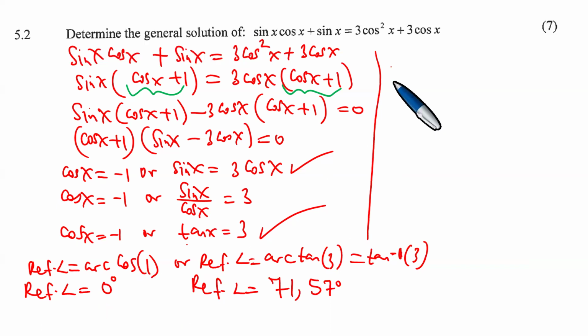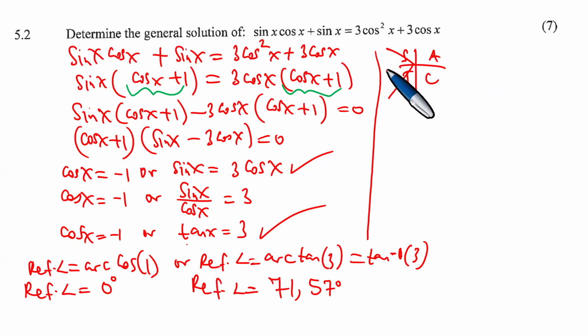But now we remember that for the first part here, the reference angle is 0, and we have our CAST diagram. And the cosine is negative. In which quadrants is it negative? It is negative in the second and the third. Okay, good. That's where the cosine is negative.